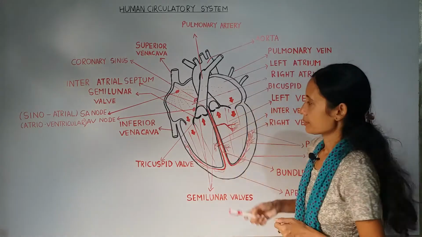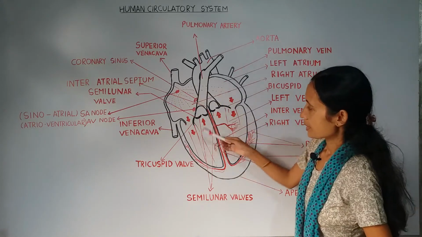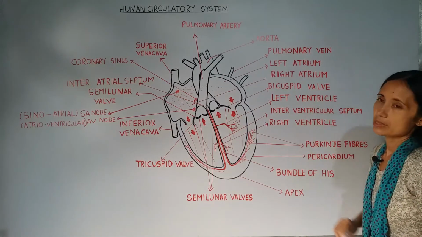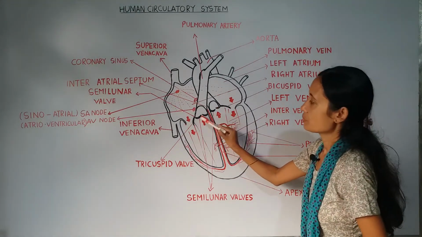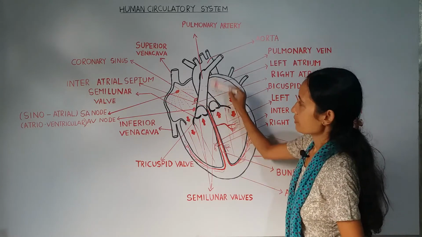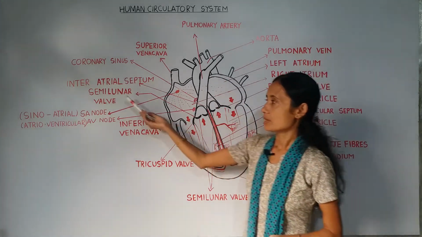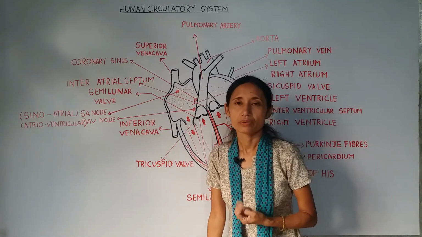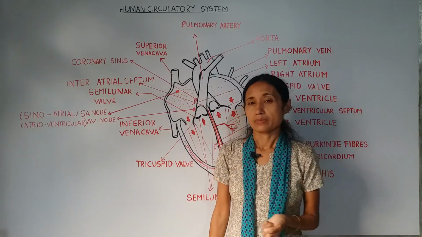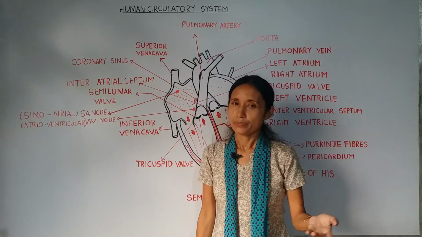So altogether we are having 4 valves in this diagram, okay. So on the right side we are having what? Tricuspid valve. On the left side we are having what? Bicuspid valve. And there are another 2 valves, okay, present at the opening of these 2 blood vessels, that is what? Pulmonary artery and the aorta, okay. These valves are called semilunar valves, okay. So 2 semilunar valves, and we are having tricuspid valve and bicuspid valve. The function of these valves is to prevent the backflow of blood, okay.